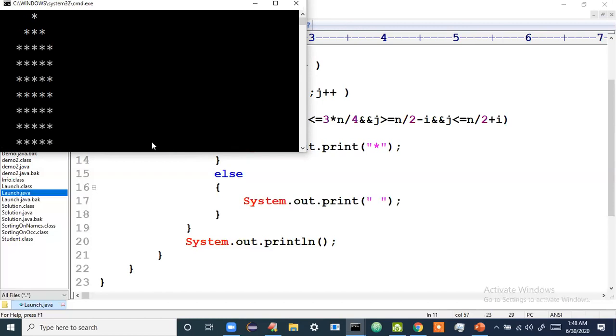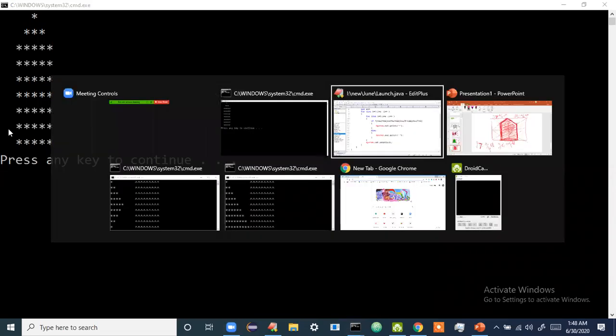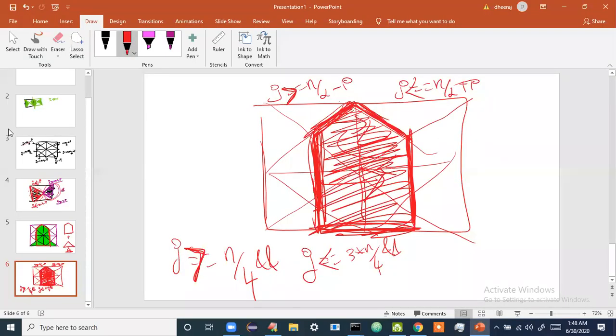So next what? I want to draw the wings, right? I want to draw the wings. Now you tell me, think and tell me, from this pattern, should I remove something so that it will become wings, or should I add something? I have to add something, right? So in what shape I have to add? What I have to do is, for this pattern, I have to add in this shape, okay?